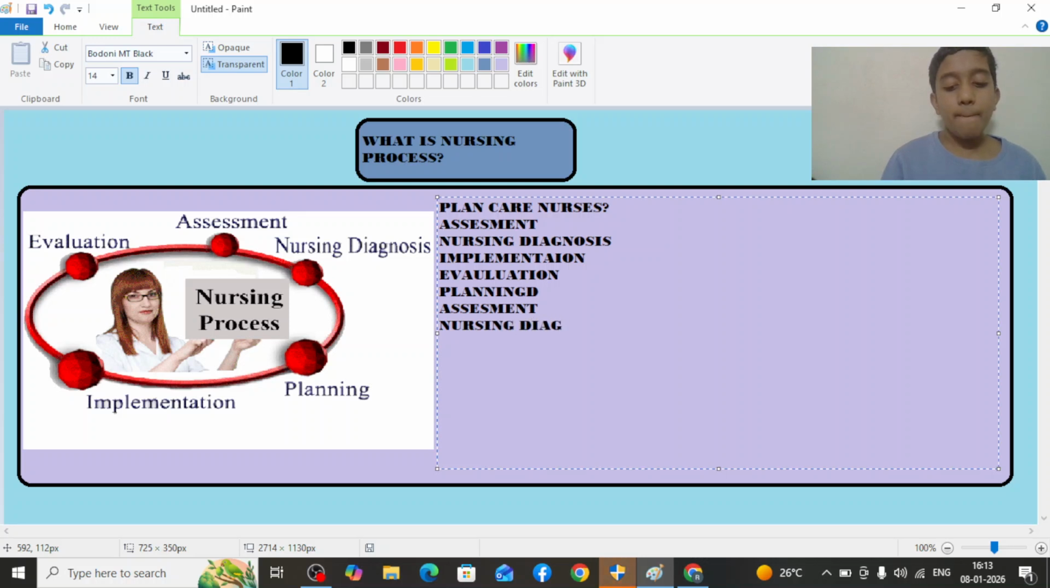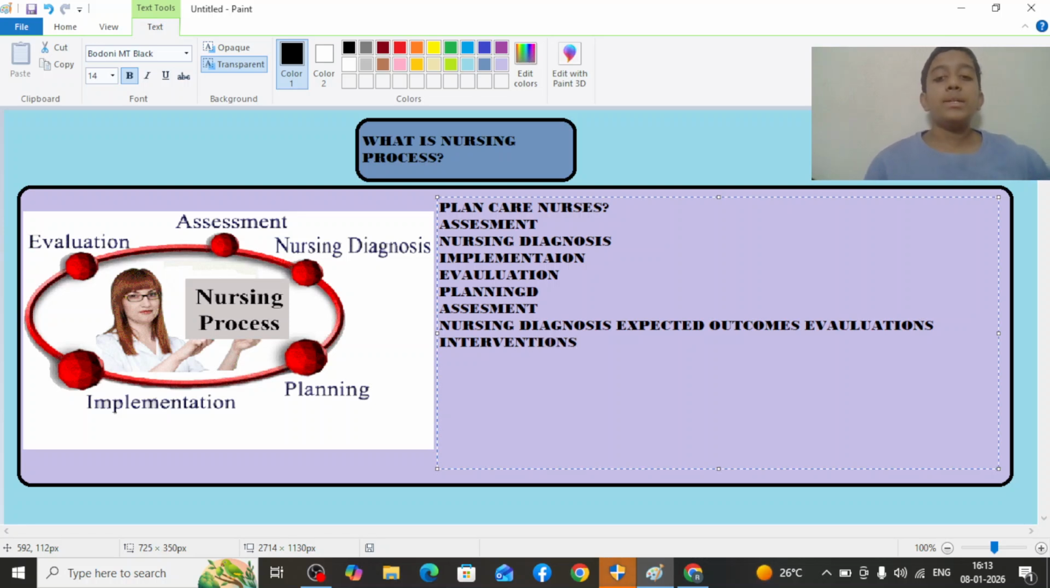Diagnosis, expected outcomes, evaluations, interventions, and assessment. So these are the five things which they have in the nursing care plan.